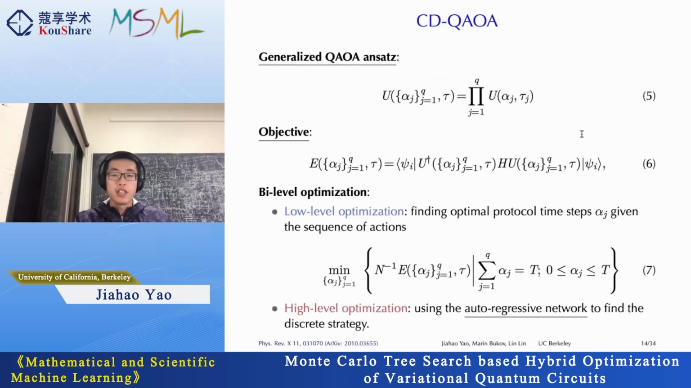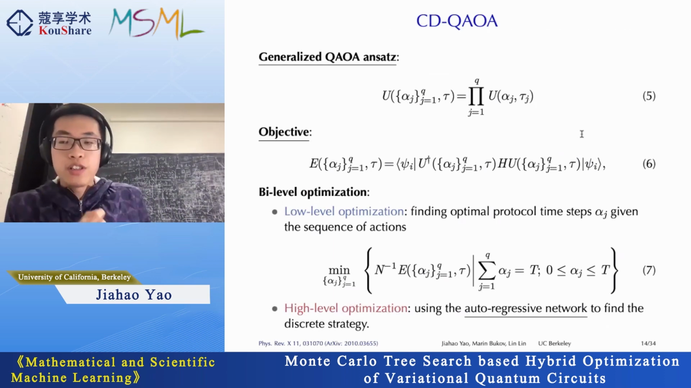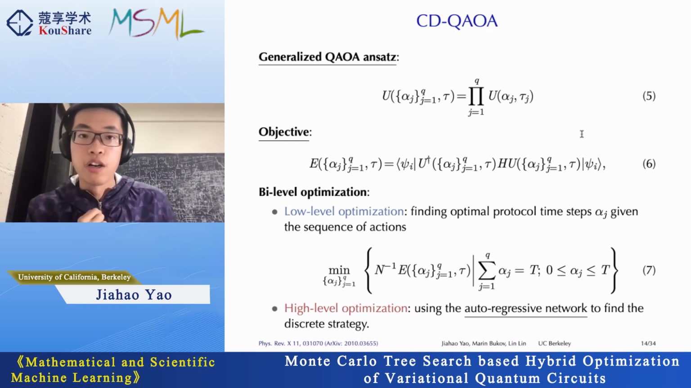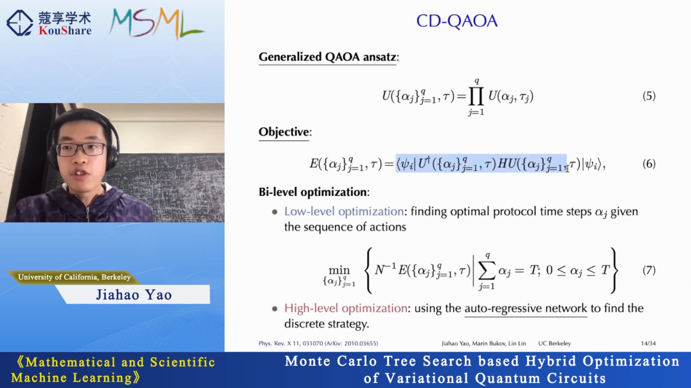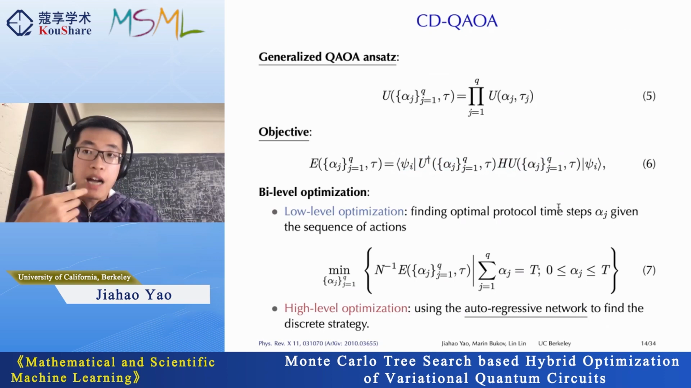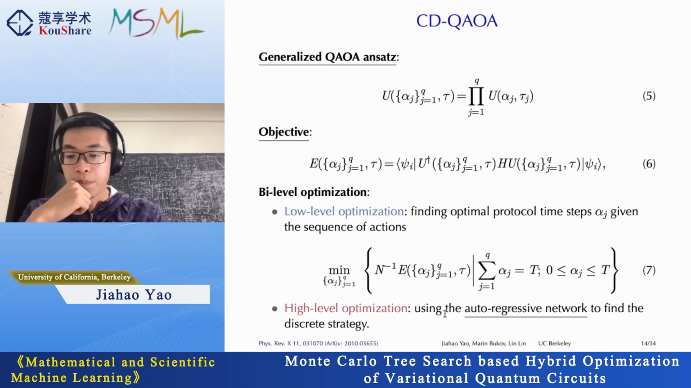All right, the first thing we are going to talk about is how to deal with this generalized QAOA ansatz, called CD-QAOA. You have this generalized QAOA ansatz, and the expected energy is your objective. Then you have a bi-level optimization: one is the inner optimization, and also the higher level optimization in order to find a discrete policy.